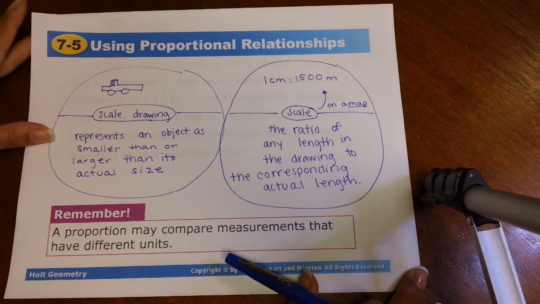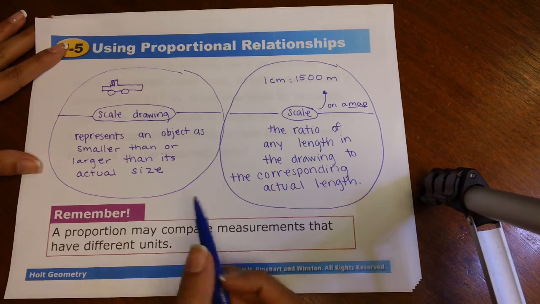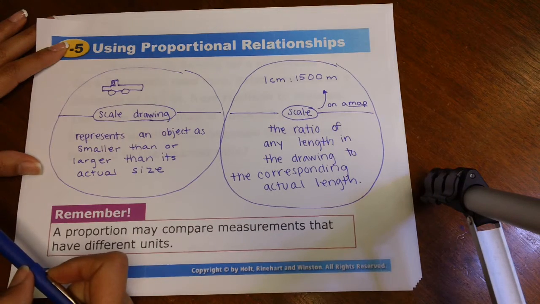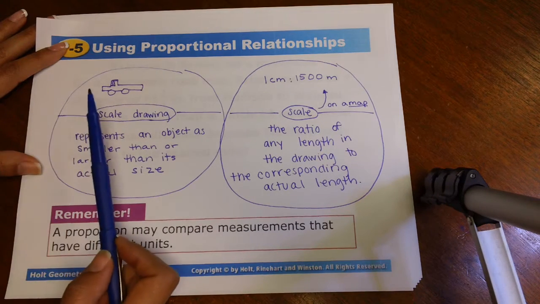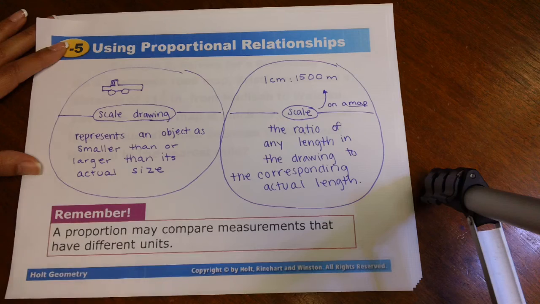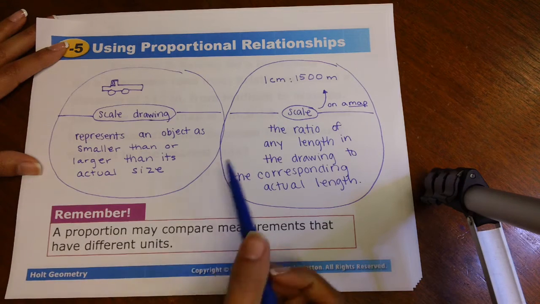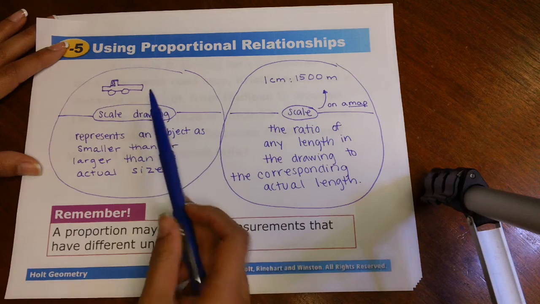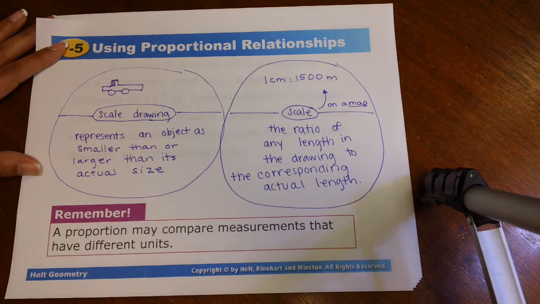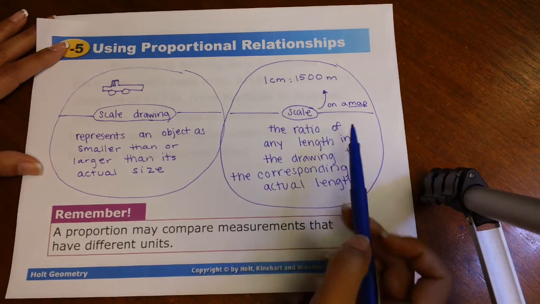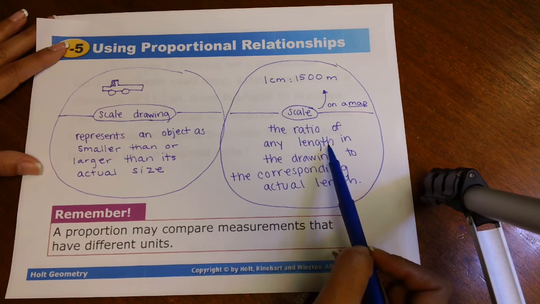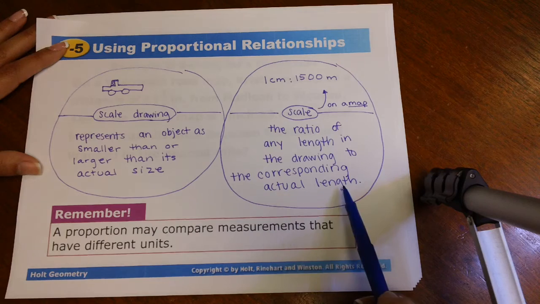This is the next two vocab words that you need to know. A scale drawing is a drawing that's either larger or smaller than its actual size in real life. So this is a scale drawing of my father inside his truck on his way to work. He's obviously not that tiny, and neither is his truck. So this is a scale drawing of something else that's represented in real life. A scale is the ratio of that either smaller or larger thing to its corresponding actual length.